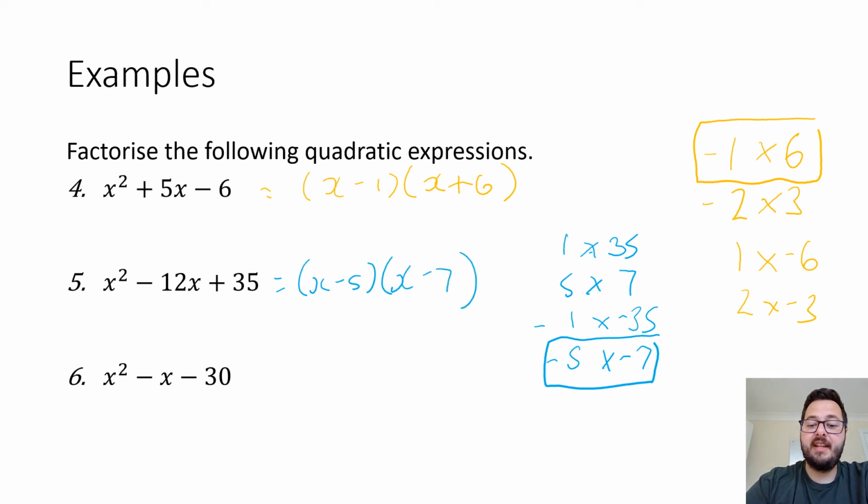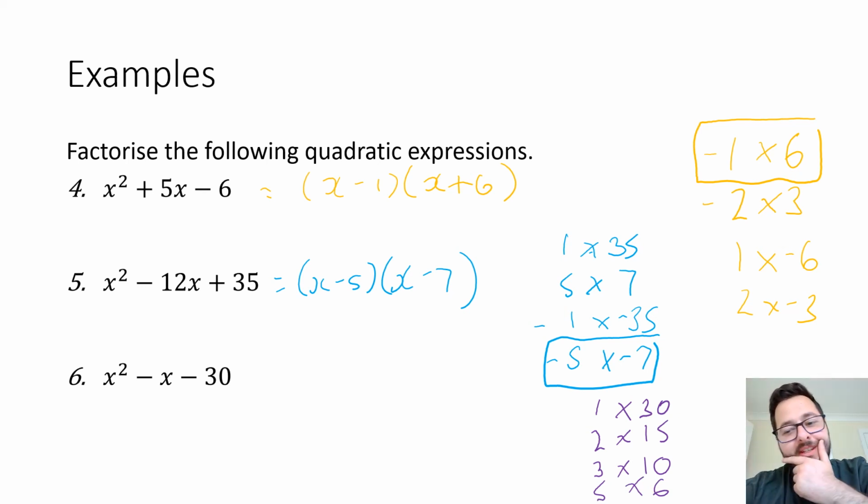And then finally, we'll go at x squared minus x minus 30. Okay, so if we look at the factors of 30 again, we've got 1 times 30, 2 times 15, 3 times 10, and 5 times 6. Okay, now this is going to be negative, so we want one of them in the pair to be negative, and this is minus x, so we need them to make minus 1.